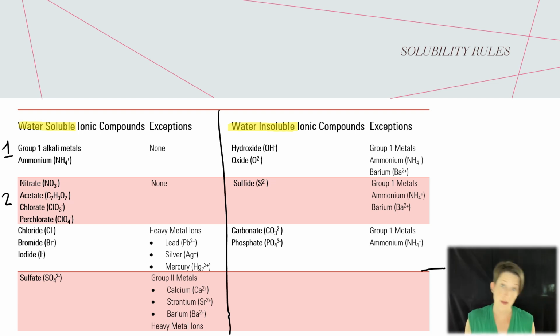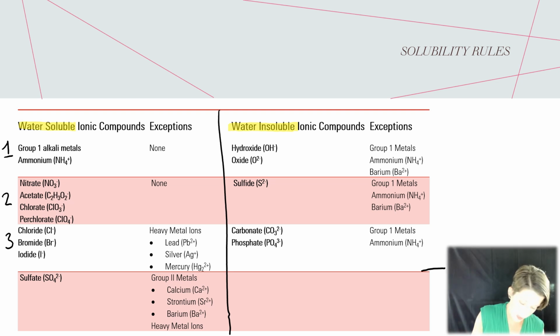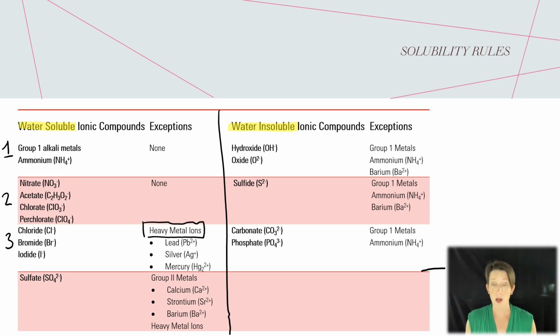Second in priority are the anions that are always soluble: nitrate, acetate, chlorate, perchlorate. Then, starting at step 3 with our halogens, most halogens are soluble. However, when they interact with heavy metal ions, they will form bonds with those heavy metal ions, like lead, silver, and mercury. Because of this, we know that we can get lead, silver, and mercury out of water by adding some chlorine to it, and it's going to pull it out so that we can have safe drinking water.